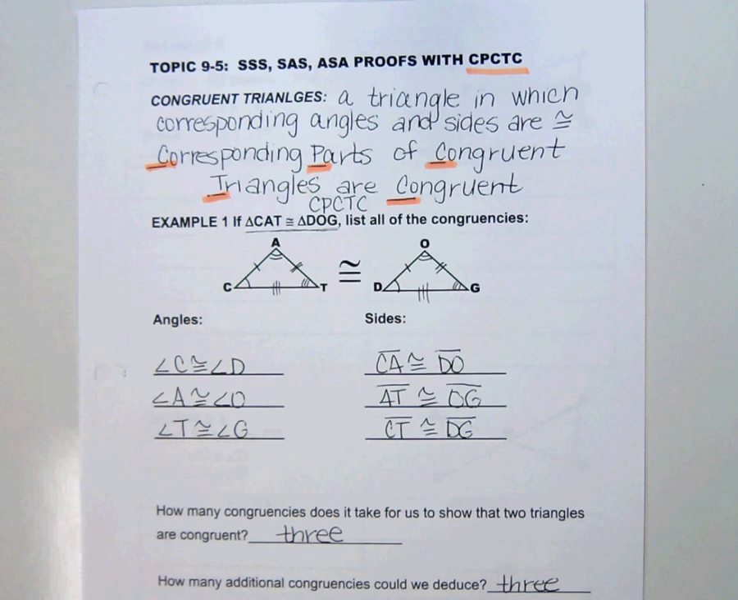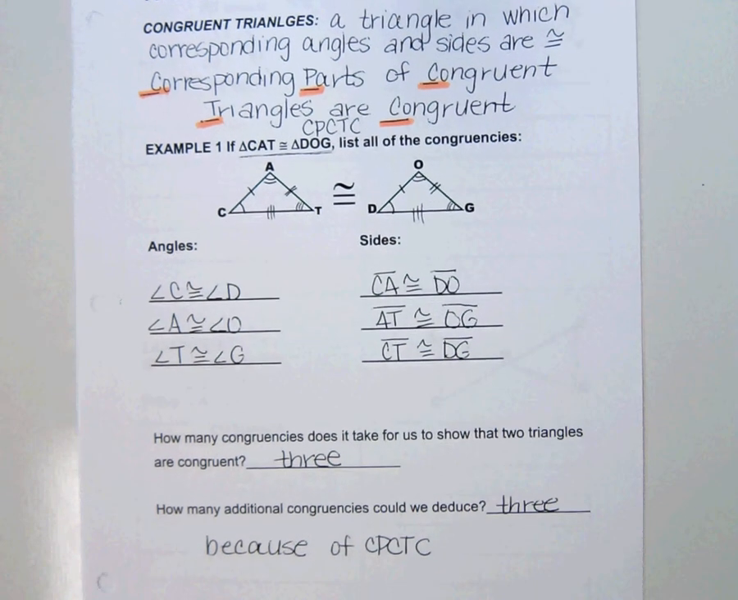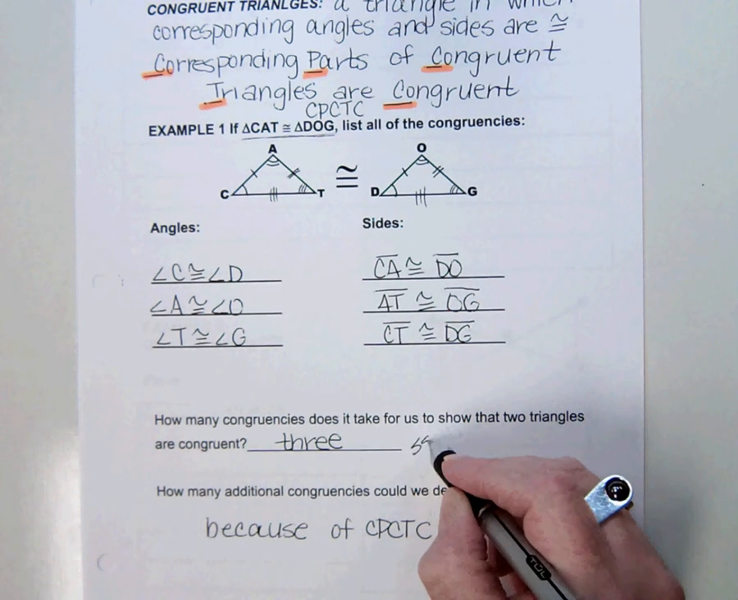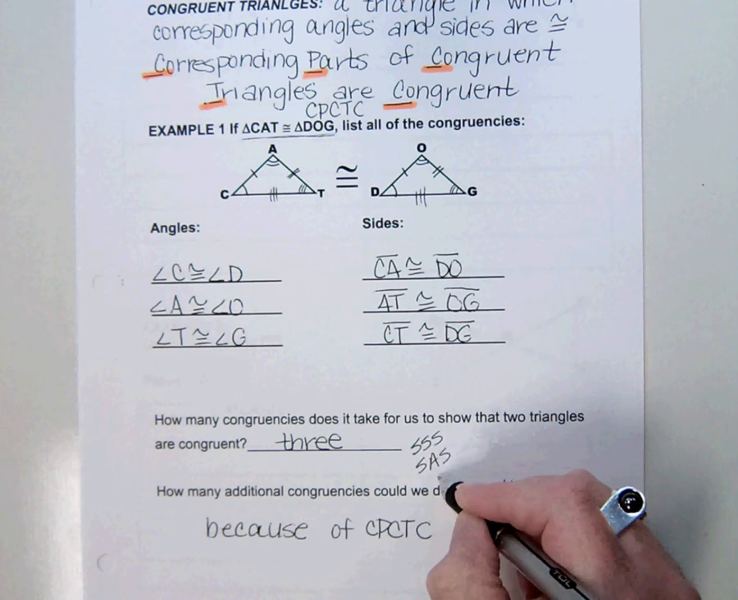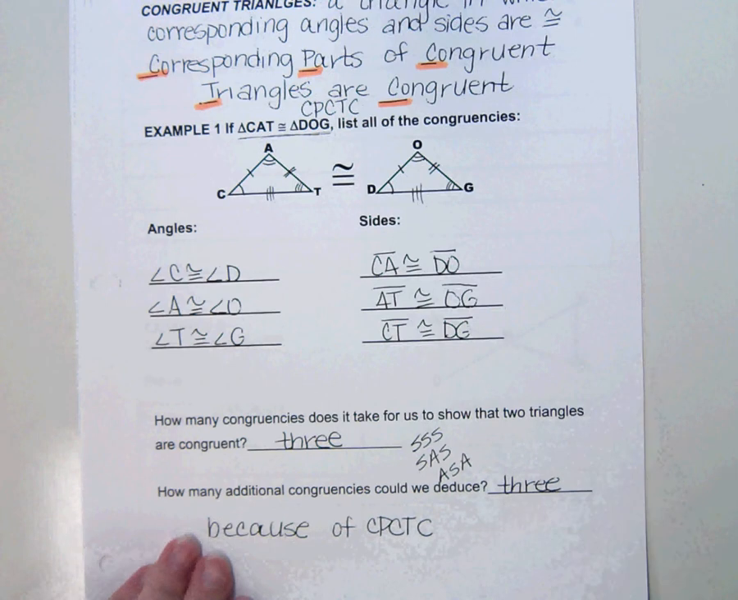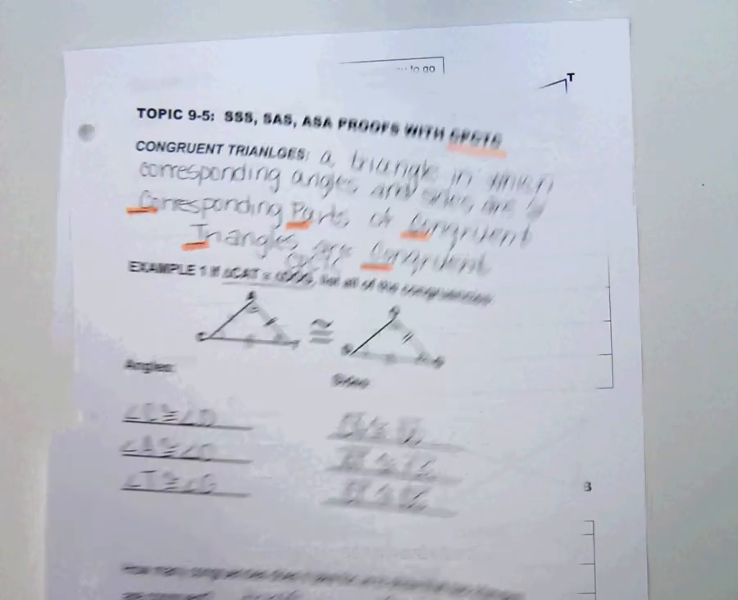So how many congruencies does it take for us to show the 2 triangles are congruent? You remember you only need 3: side, side, side, or side, angle, side, or angle, side, angle. Those were the 3 congruencies. So how many additional congruencies could be deduced? There are 3. That just means that since there's 6 total, and you only need 3 to prove congruent, you can use CPCTC to name another congruency. Alright, let's make sure that makes sense. Let's do a proof together.